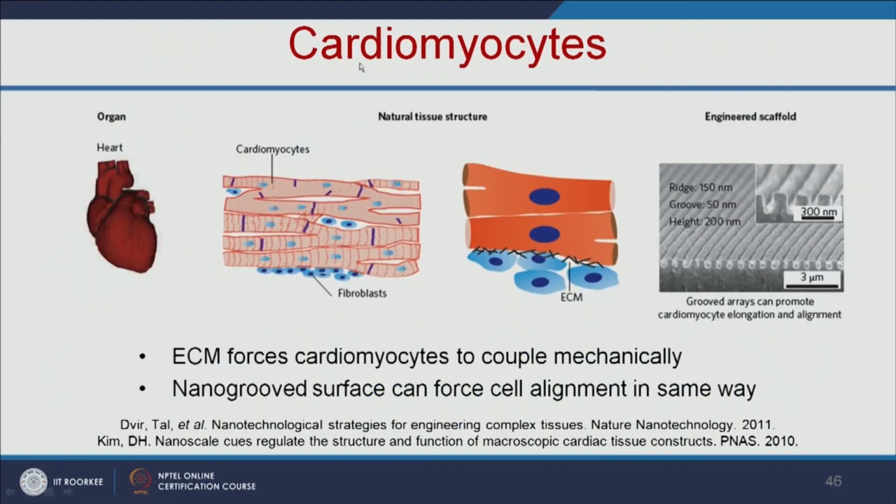So let us see the example of cardiomyocytes. So this is your organ and this is a natural tissue structure, cardiomyocytes. This is an engineered scaffold. Here the grooved arrays can promote cardiomyocyte elongation and alignment. So we can have this kind of nanostructures. When you have these nanostructures, the extracellular matrix forces cardiomyocytes to couple mechanically, and this nano grooved surface can force cell alignment in the same way, which mimics the natural tissue structure.